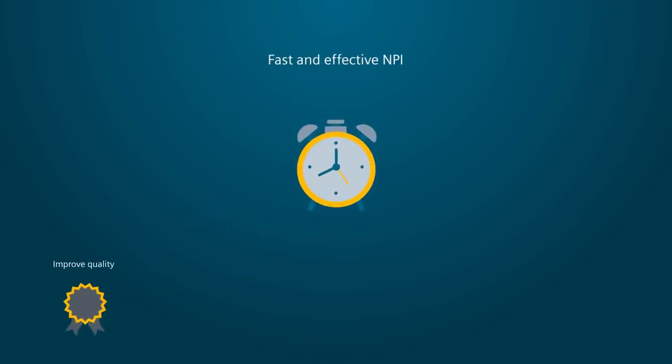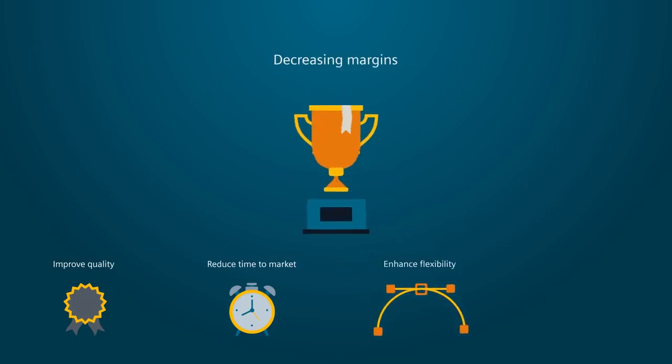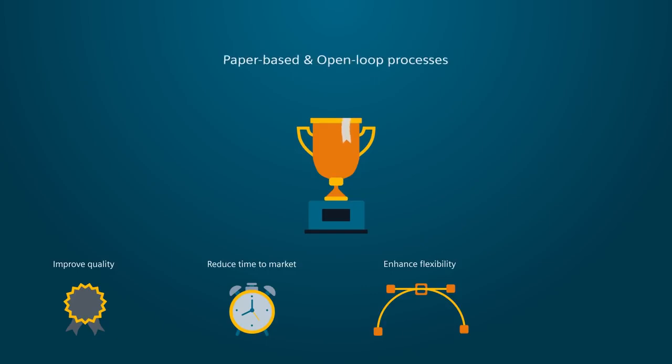The introduction of new products, fast clearance, and the ability to efficiently run new manufacturing activities in multiple plants are the only ways to ensure seamless processes and achieve a reduced time to market. Change management, customization, and globalization push companies to enhance flexibility. In a scenario with decreasing margins, paper-based and open-loop processes require more and more excellence and efficiency.